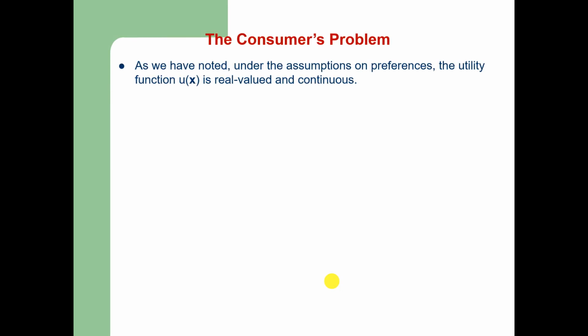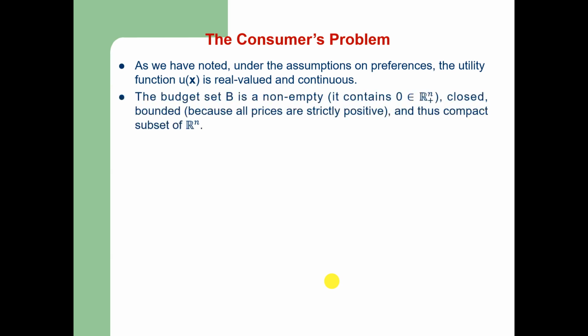We have also noted earlier that under the assumptions on preferences, the utility function U(x) is a real valued function and it is continuous. So the budget set B is non-empty, closed, bounded, because all prices are strictly positive, and thus compact subset of Rn, that is orthant.